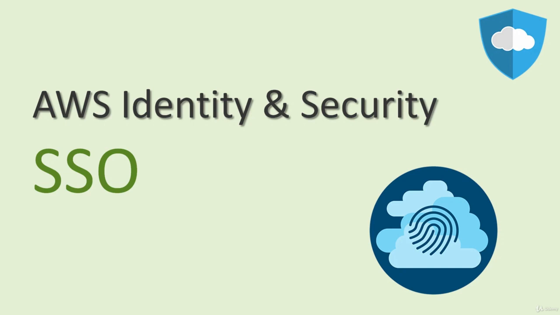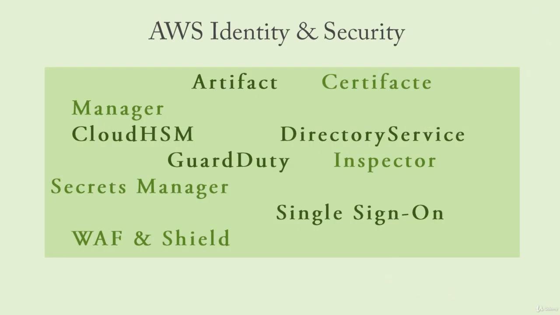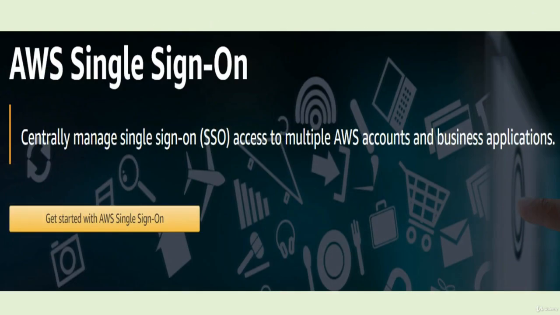Welcome back, friends. Here in this lecture, we're going to learn about single sign-on or SSO on Amazon Cloud, which is an identity and security service. So let's start. With a single sign-on, you can centrally manage different access to multiple AWS accounts and business applications.